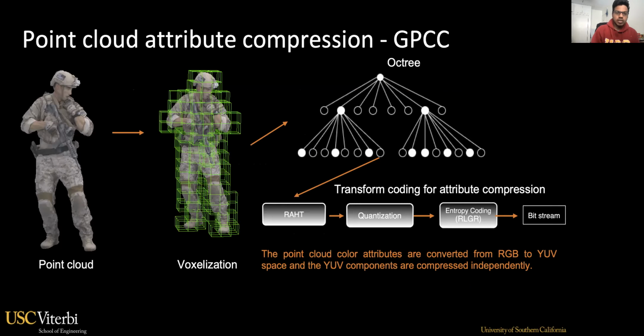If we look at the general pipeline of the GPCC, it is as follows. First, we develop a succinct representation of the geometry of the point cloud through an octree, and we use this octree to apply transform coding for attribute compression. One thing to be noted here is that point cloud attributes are converted from RGB space to YUV space, and the YUV components are compressed independently. In the current GPCC pipeline, there is no chroma subsampling block.